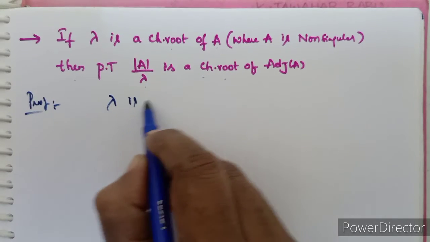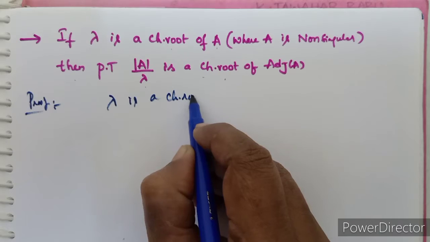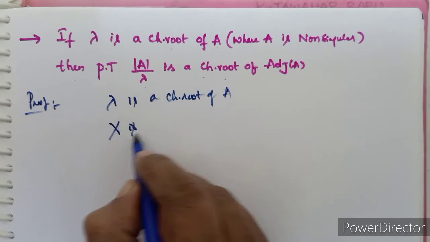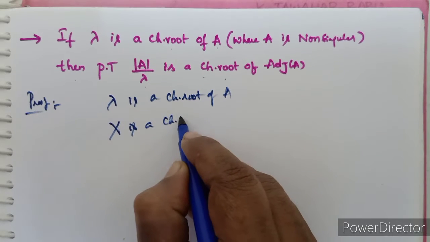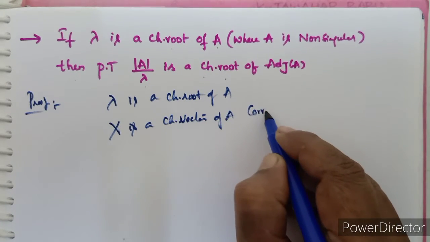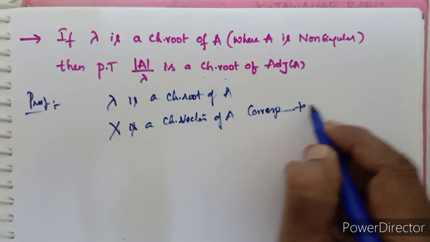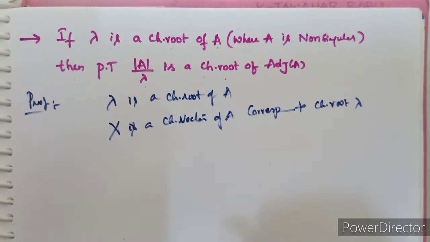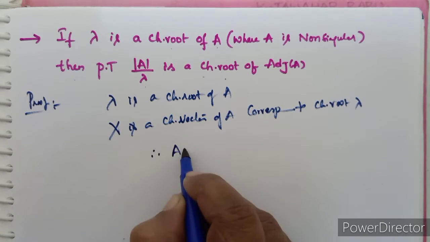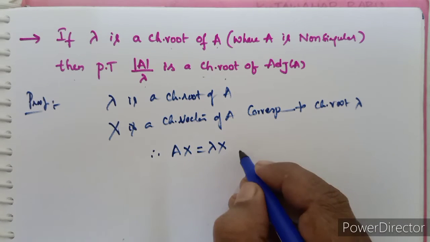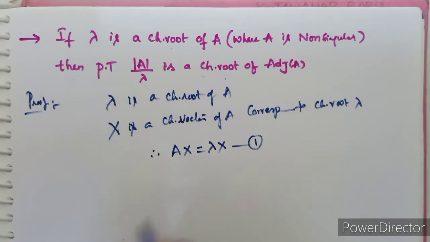Lambda is a characteristic root of A and X is a characteristic vector of A corresponding to characteristic root lambda. Therefore, A into X is equal to lambda into X. We take this as equation 1.